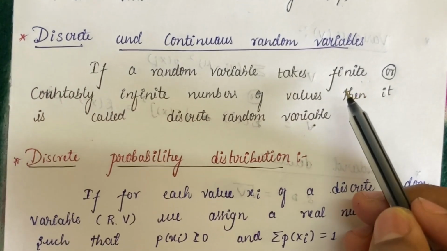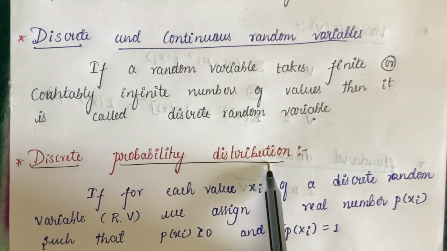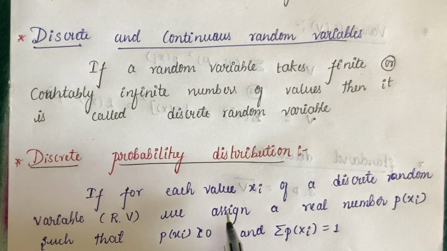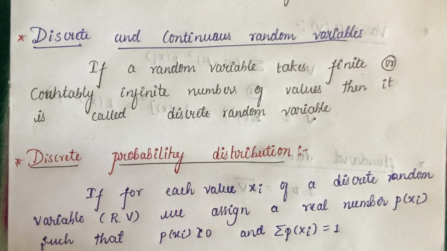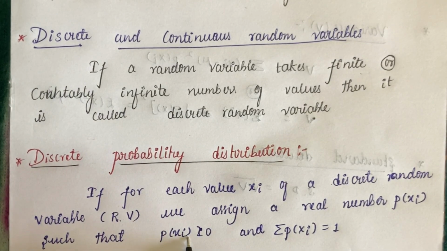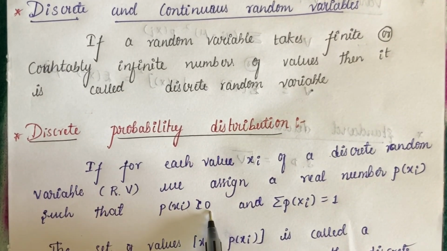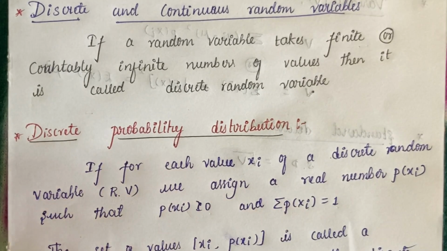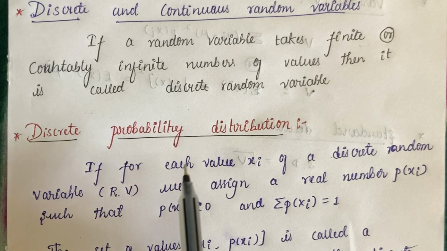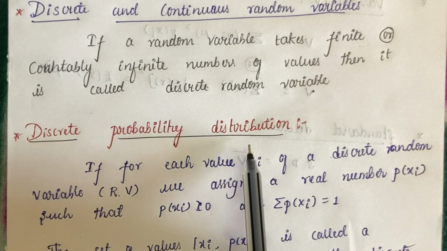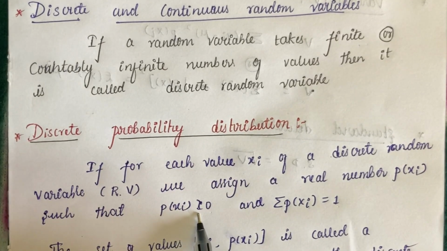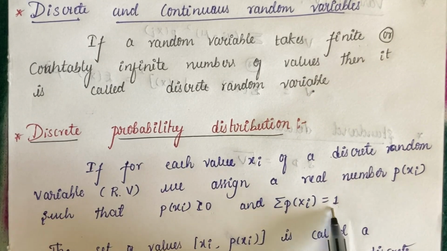Next, moving on to the next topic, discrete probability distribution. What is a discrete probability distribution? The real values we assign should satisfy two conditions: p of x should be greater than or equal to 0, and the sum of p of x is equal to 1. Remember, if the solution is a discrete probability, then it should satisfy these two conditions.